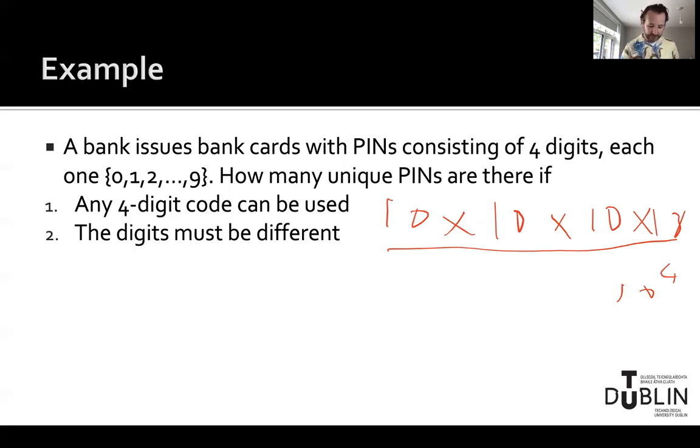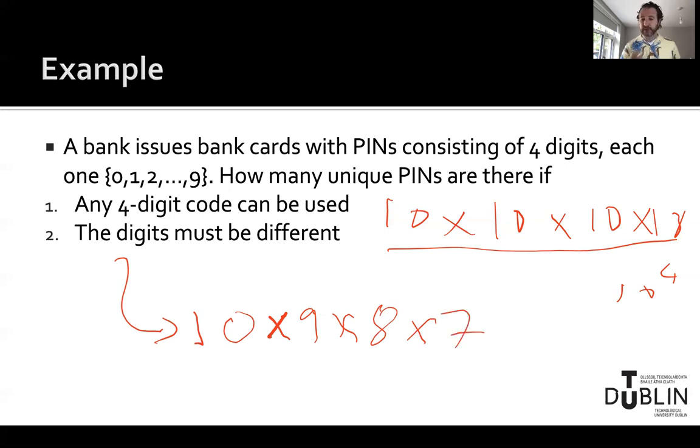Now the digits must be different. So if we have, the digit has to be different. The first digit, you have 10 possibilities. All numbers are possible. But as soon as you have that possibility gone, you have 9 now. So it's 9. So you've used another digit, 8, and then 7. Yeah? Because it counts down. You can't reuse a digit, so therefore it counts down.